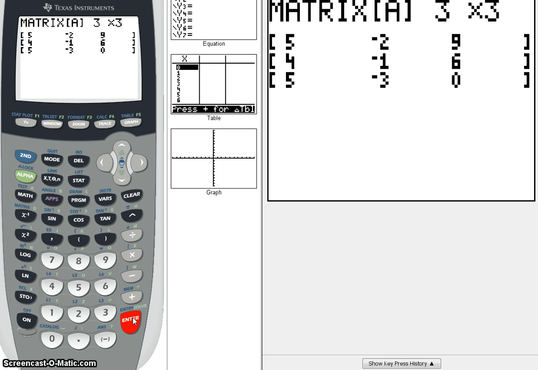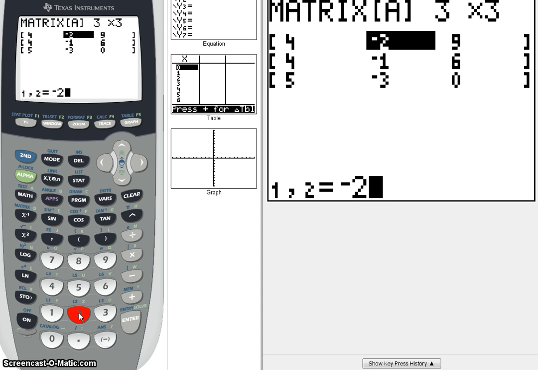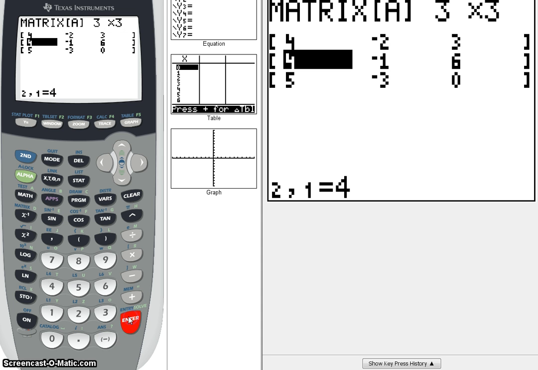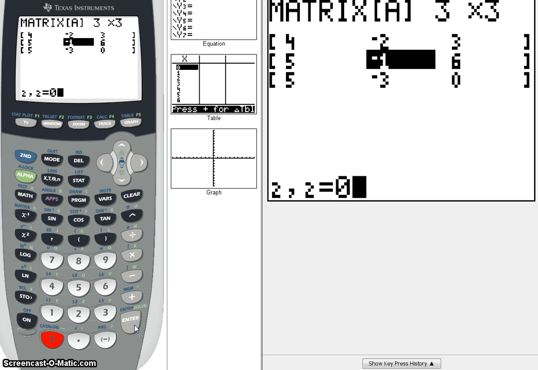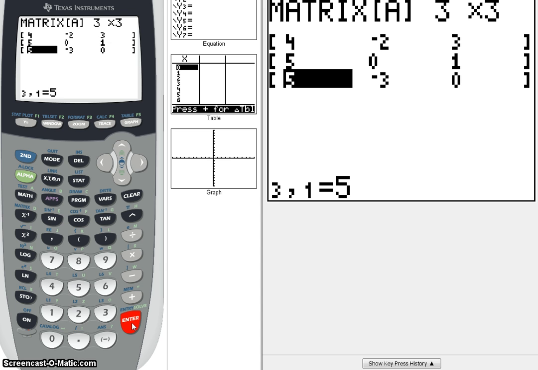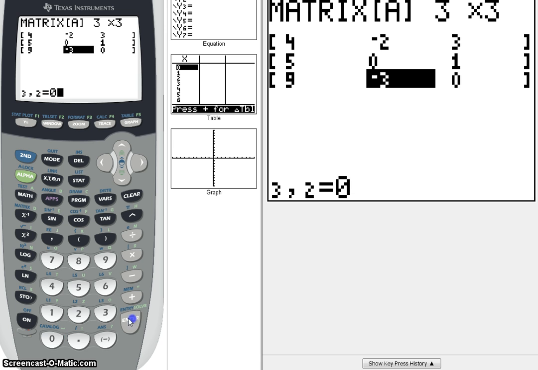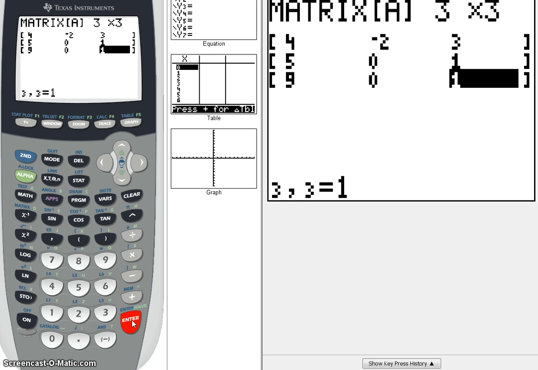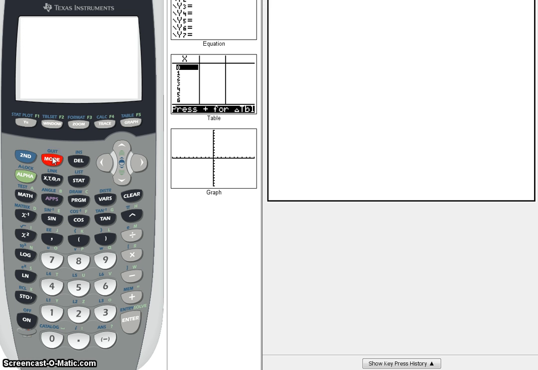I'm going to hit enter, and it's in matrix A. This is a 3 by 3 matrix that we're dealing with. And if you remember, our matrix was 4, -2, 3, and then the second row was 5, 0, 1. The third row was 9, 0, 1. So now we have our matrix entered. I'm going to quit out of there. So I have my matrix entered. That's what I was hoping for.